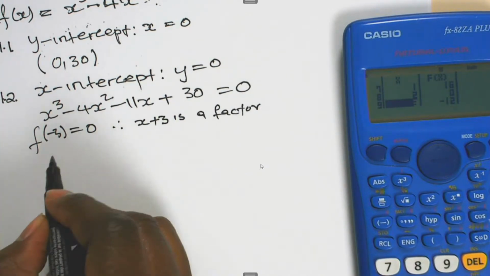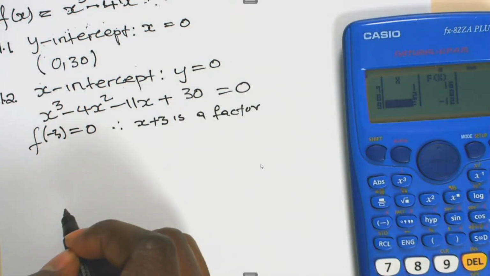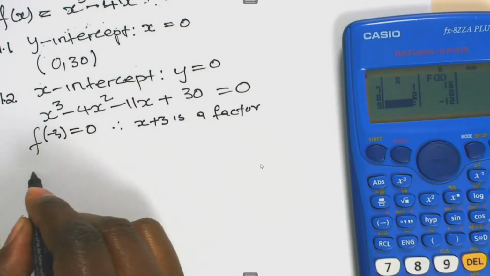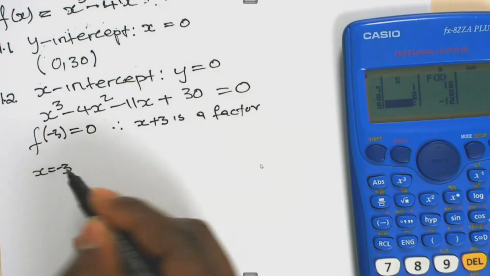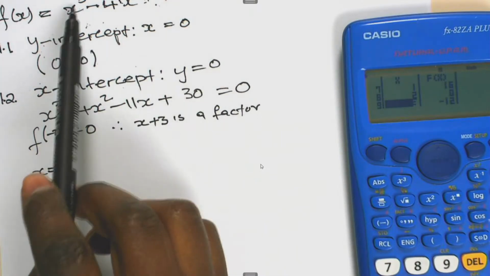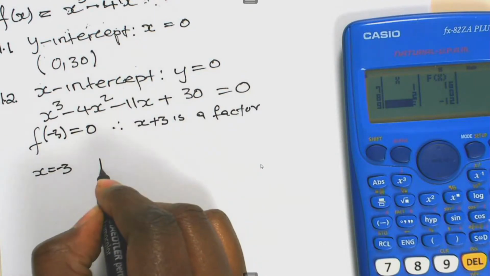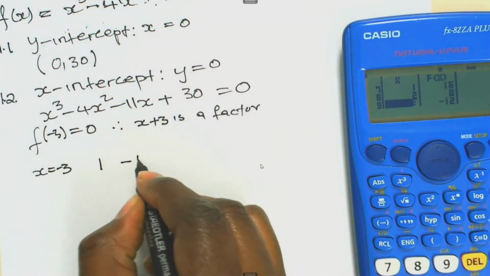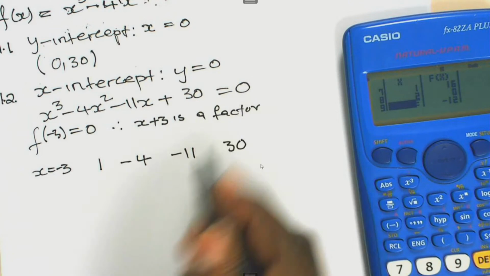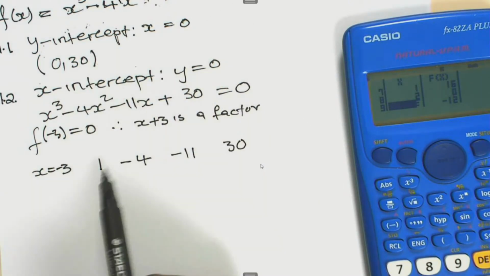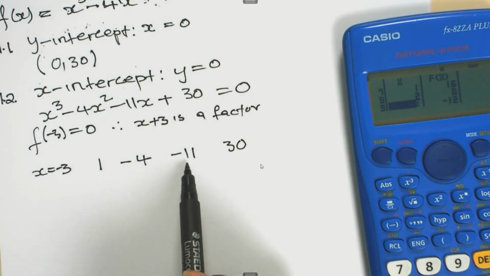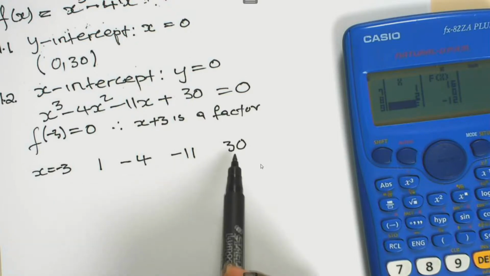Now, I'm going to make use of the synthetic approach, learners. I'm going to make my table here. We said x is equal to -3, right? Then from there, I'm going to write the coefficients of this function. The coefficient of x cubed, we have 1. Of x squared, we have -4. Then here we have -11, and then we have 30. These are the coefficients of this function.